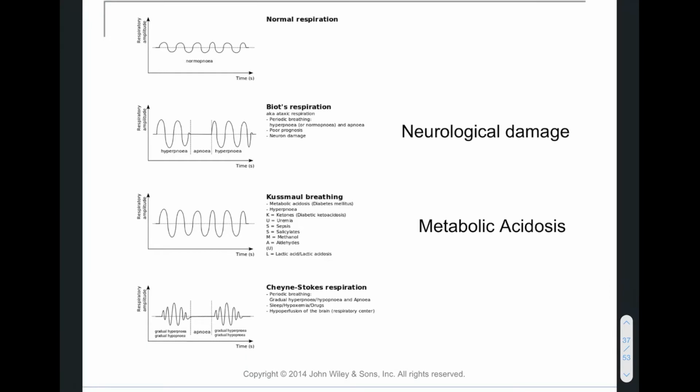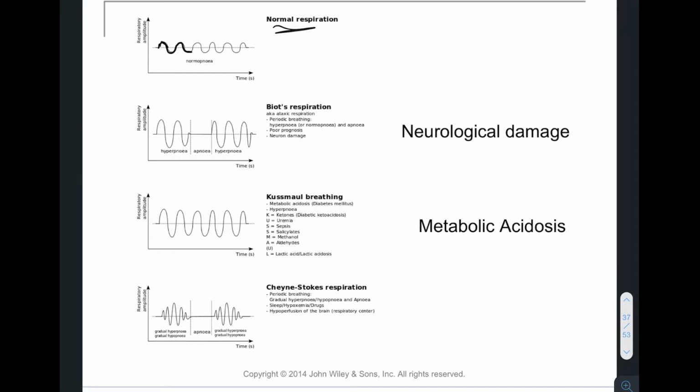Let's look at some breathing patterns. This right here is normal respiration, which has a normal tidal volume that's basically the same going in and out. It's about 500 mLs. You have the tidal volume going in and the tidal volume going out, in and out. It pretty much stays the same.